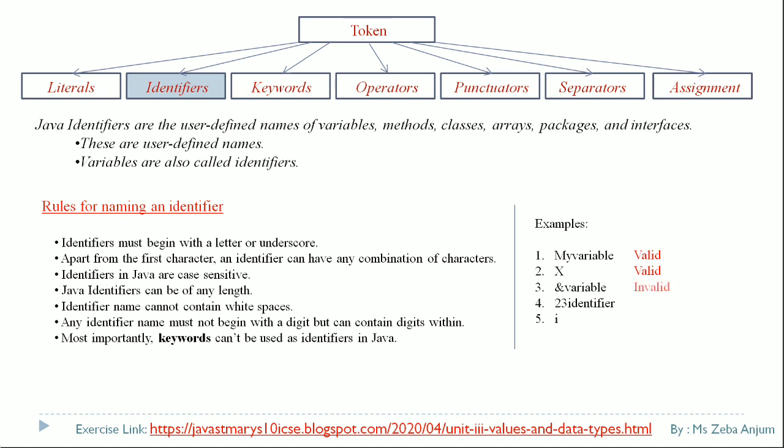Third one, we have invalid because the first position is fixed, and at the first position we have some special character and it is not valid over there. Fourth one, 23, we have a digit at the very first position, but it is not allowed for naming an identifier, that is why it is an invalid one. Last one, i, it is obviously a valid one.